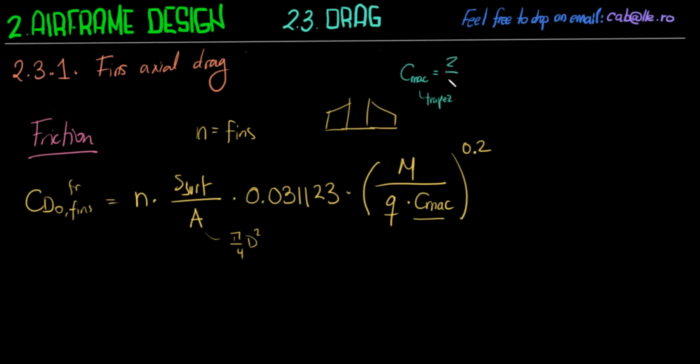Is it 2/3 times the root chord squared plus the tip, root plus tip squared, over tip plus root? Remember, this was the chord of the root and this was the chord of the tip.